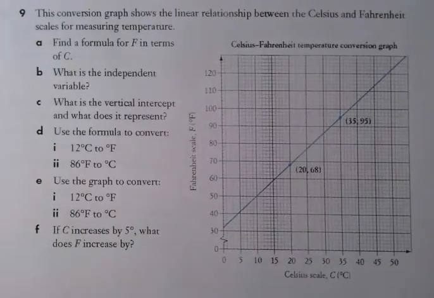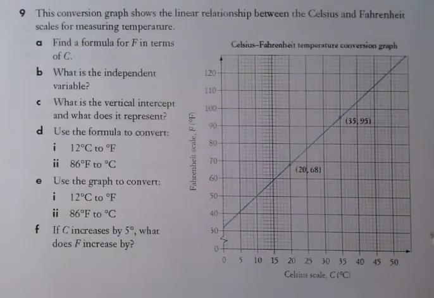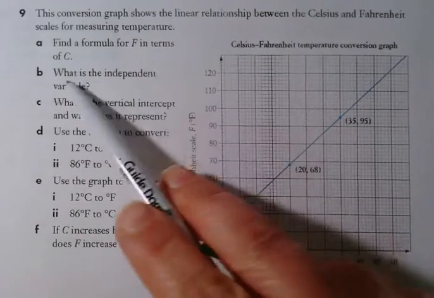This is a continuation of exercise 2.07, question 9. It says this conversion graph shows the linear relationship between the Celsius, which is down here, and Fahrenheit scales for measuring temperature. And the first question is to find a formula for F in terms of C.